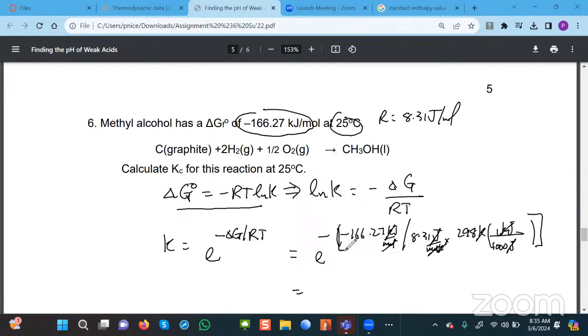So this is what we need to work out. So what I'm going to do is I'm going to take the 166.27 negative. I'm going to divide that by 8.31 times 298. And then I'm going to multiply by 1,000. And this negative will cancel out that negative. So based on my calculation, I got e to the 67. So let's see what that gives.